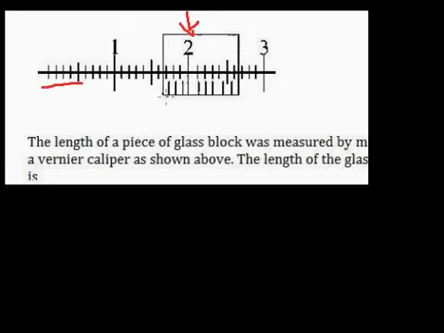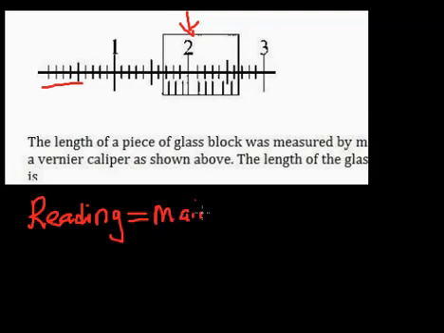If I want to take this length, the formula for the reading of a vernier caliper is very easy. The actual reading is gotten when you combine the main scale, which is found on the fixed jaw, plus the reading of the vernier scale.